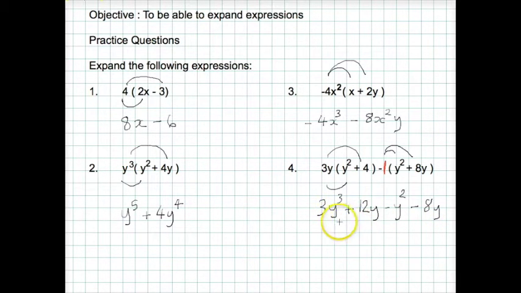We then need to check that there's no terms that can be grouped together here, because the y's here, 12y and the negative 8y, are the same terms, they're like terms, so we can group those two together. So we end up with 3y cubed, 12y take 8y is 4y, and then we've got the negative y squared there. And we could write this going in descending powers, 3y cubed minus y squared plus 4y.